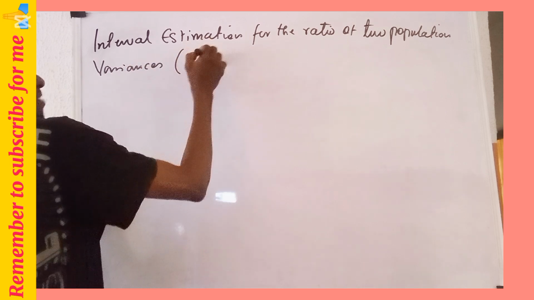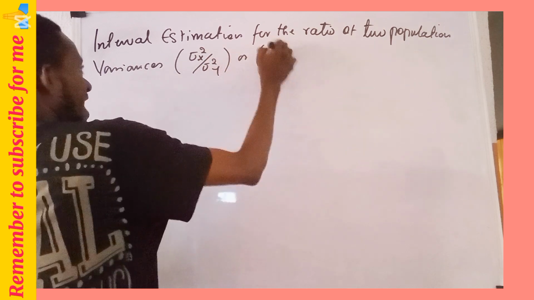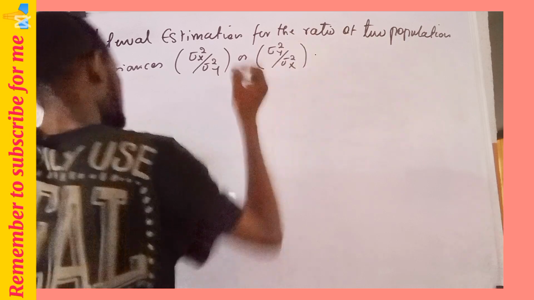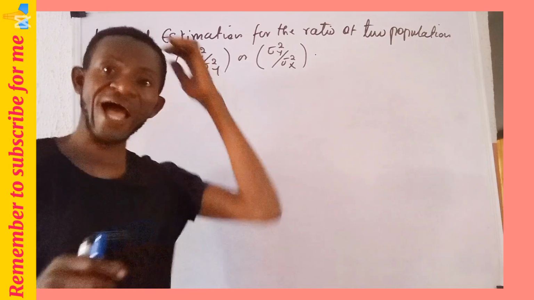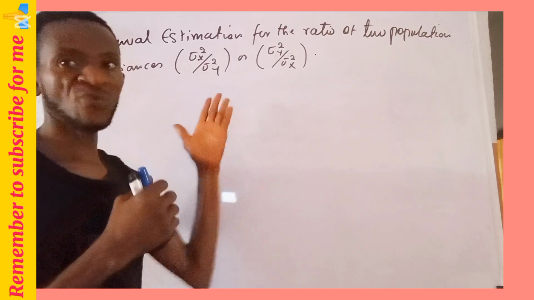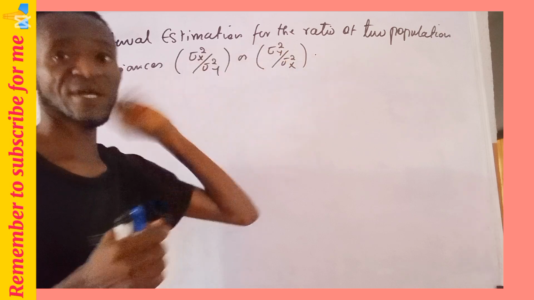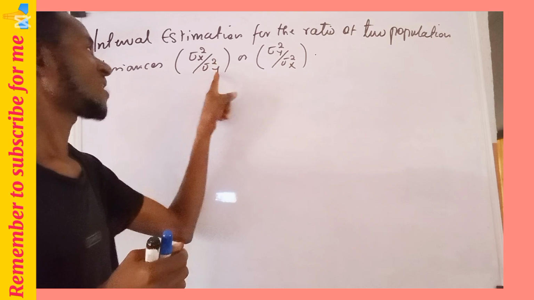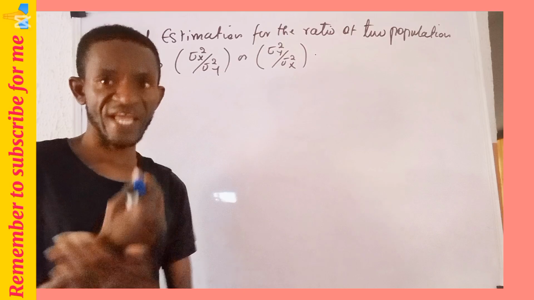This could be sigma squared of x all over sigma squared of y, or we can have sigma squared of y all over sigma squared of x. There are two population variances here. Those two population variances are denoted as sigma squared of x all over sigma squared of y. So that's what we mean by ratio. Or you can equally be talking about sigma squared of y all over sigma squared of x. That is variance of random variable x all over variance of random variable y, or variance of random variable y all over variance of random variable x.